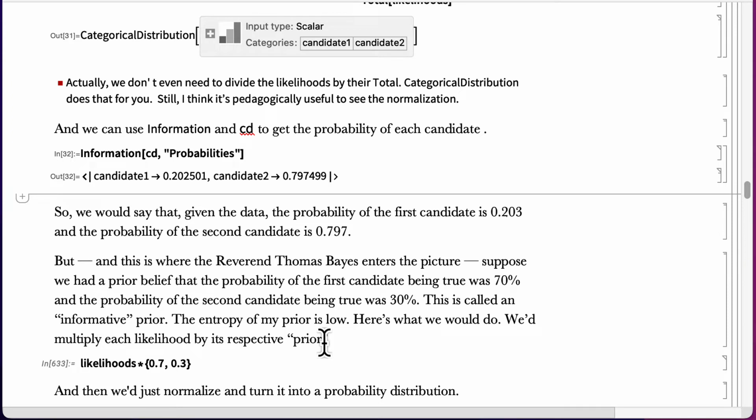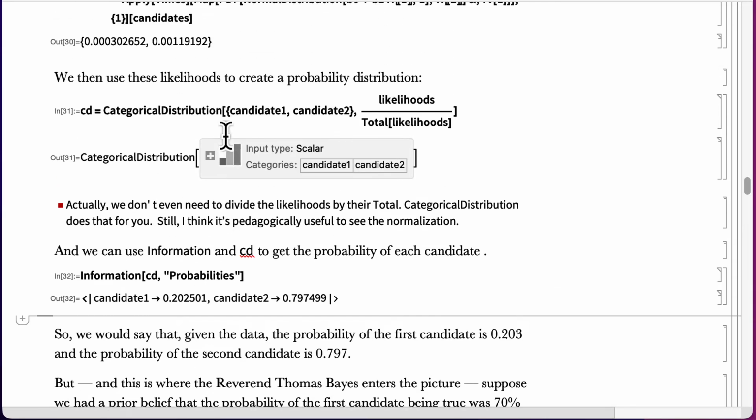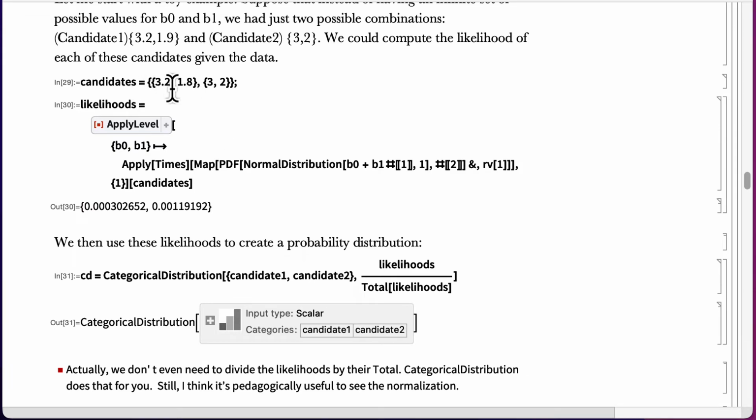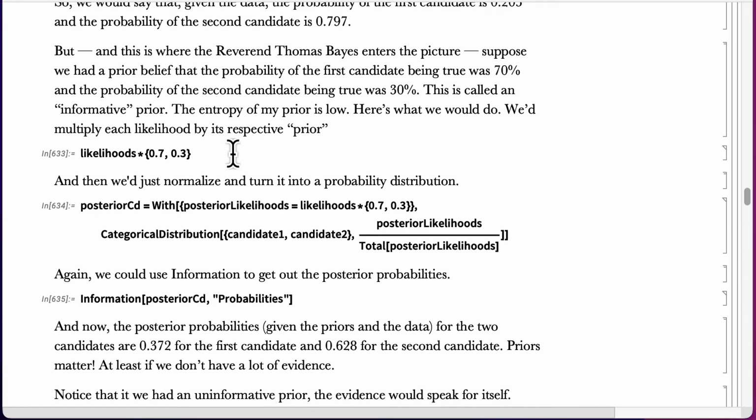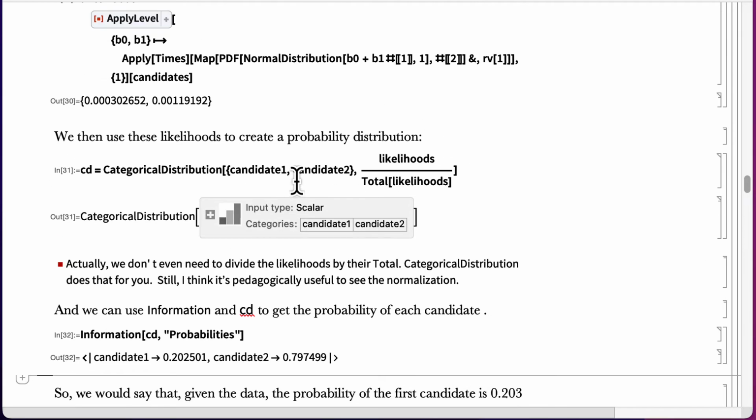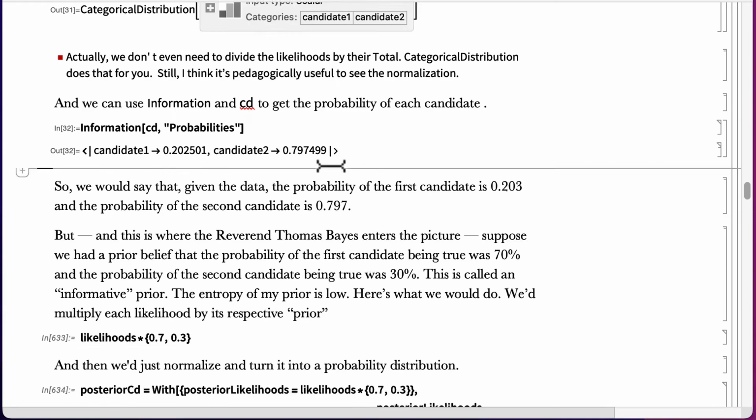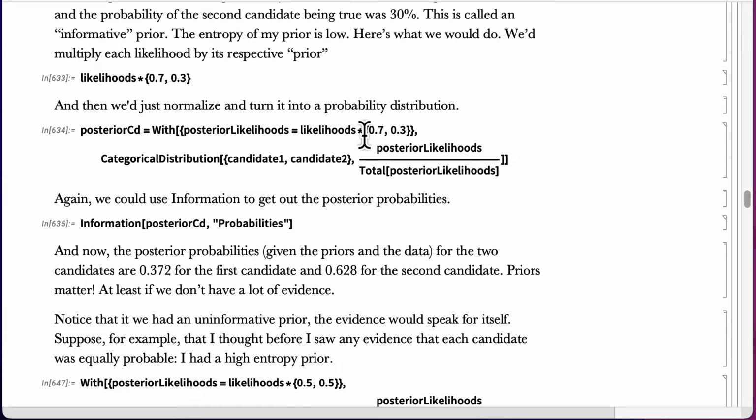And now enter Reverend Thomas Bayes, and he says, look, supposing before you had your data, you thought the probability of the first candidate being the correct fit is 70%, and the probability of the second candidate being the correct fit was 0.3. What could we then do? Well, we could take those same likelihoods that we computed right up here and multiply the first one by 0.7 and the second one by 0.3, and maybe I need a tiny digression here on multiplication in Wolfram language.